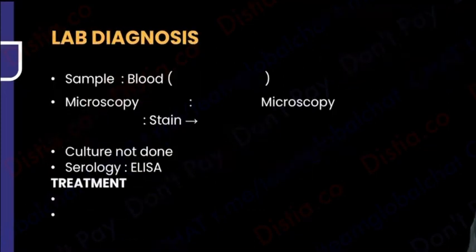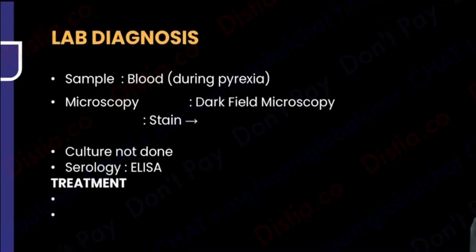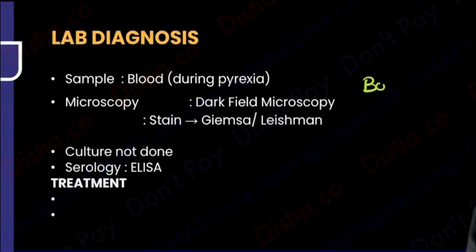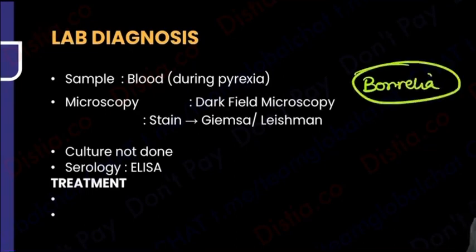Now remember, if I have to take the sample, tell me, when do you take the blood sample? During the fever, during the pyrexia phase. And which microscopy will you use? I've already told you these are very, very thin organisms. We always use dark field microscope, and we can either use the silver stains, we can also use the Giemsa and Leishman. You'll say, ma'am, right now you told me these are all silver stain organisms, but for Borrelia you can use Leishman and Giemsa also. Culture, there are no cultures over here, and for serology everywhere I use ELISA, copy paste that.